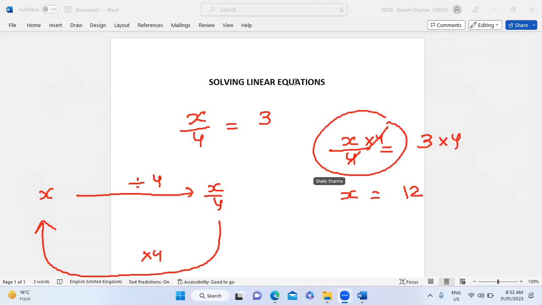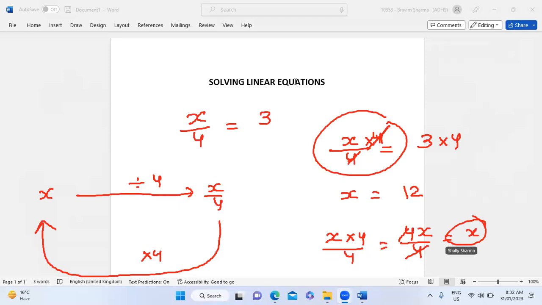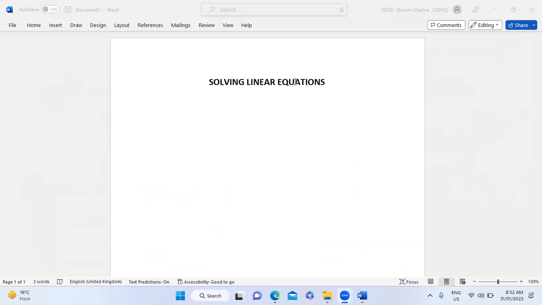This part, see, whenever you have the same terms in numerator and denominator, 4 and 4, 3 and 3 or any numbers, you can directly cancel them. Some students will write it first like, okay, this is x times 4, which is 4x by 4, and then cancel. That is also correct. Okay. So these were the one-step equations.